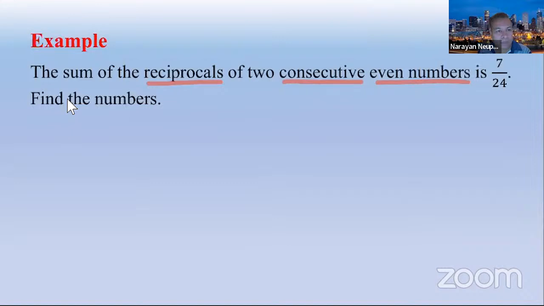Here we are talking about the sum of the reciprocals of 2 consecutive even numbers. So we are talking about 2 numbers here. We have to find the numbers, but we don't know what they are, so we are going to assume them. That should be the first step. Let the numbers be x. If I don't know the first number, then I can call it x. That means the second number will be 2 more than that, so x plus 2. So the numbers are x and x plus 2.